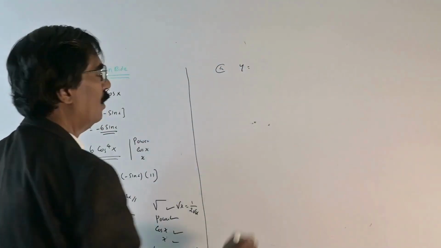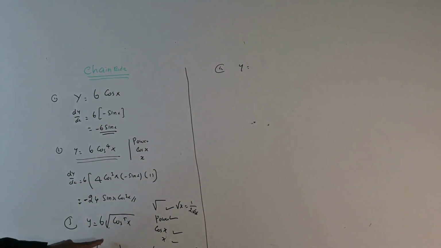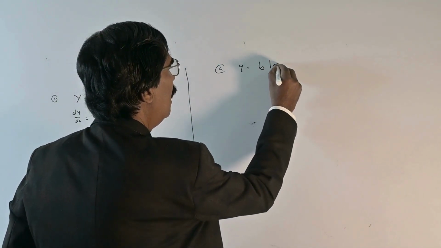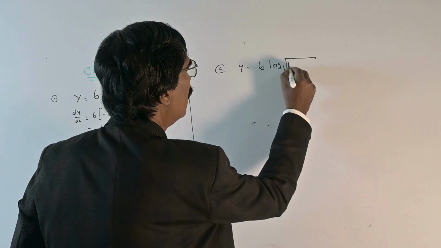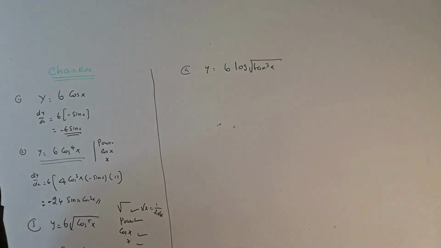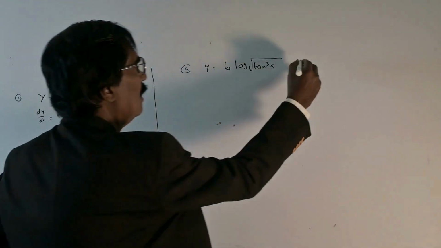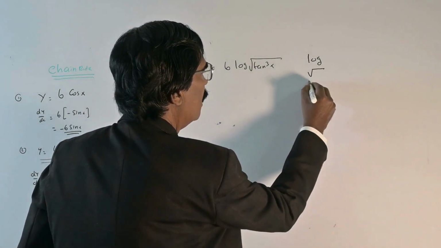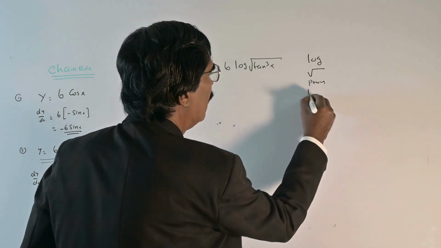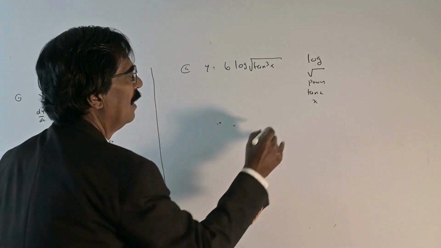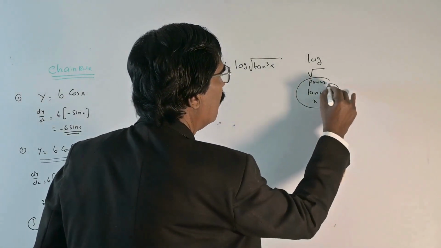Now listen. Y is equal to, see, 6 logarithm of root of, say, some tan cube x. See this, first log, then root. Inside power, in that tan x, then x. This is for tan cube x.